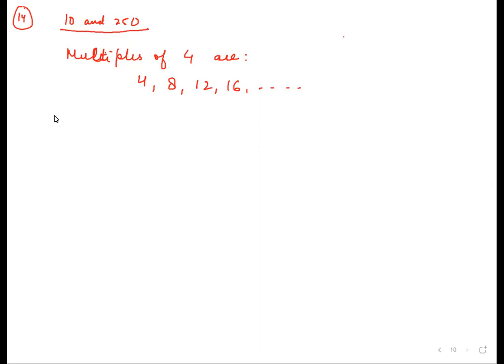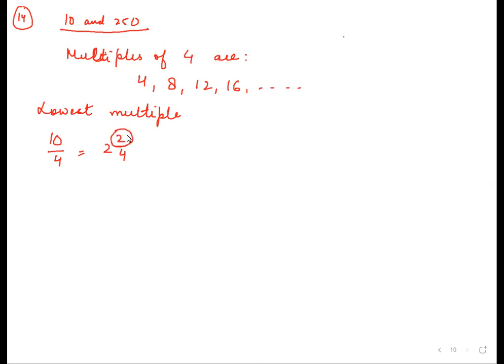So the way to write it, first of all we find the lowest multiple. Like we have to start from 10, right? So 10 divided by 4. If you do the division, it will be 2 and the remainder will also be 2. So basically 10 is not perfectly divisible by 4, so 2 is the remainder.